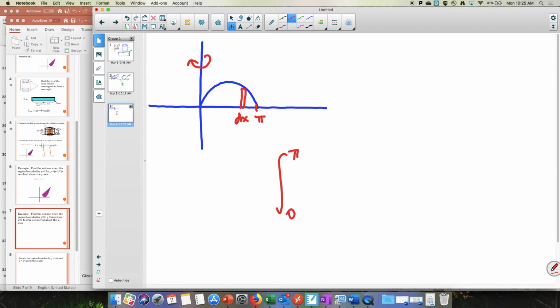So our shell method, we have 2 pi, our radius. Every single rectangle I would draw is x away from the y-axis. So x is our radius. And then the height of each of these rectangles would be what? Sine of x minus 0. I'm not going to write minus 0.